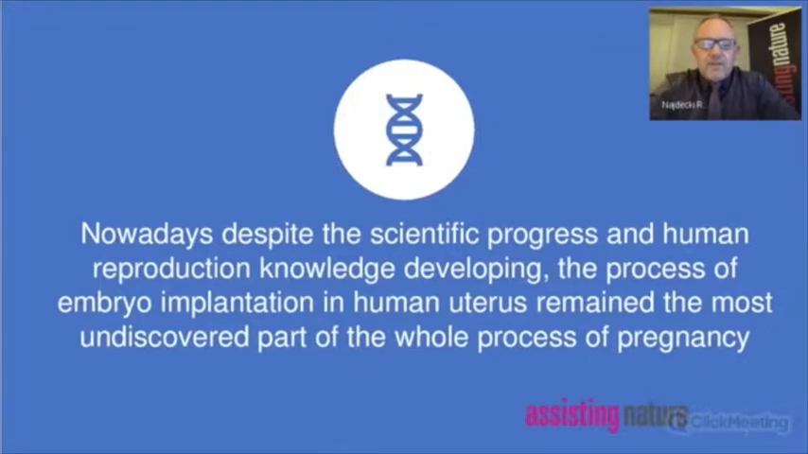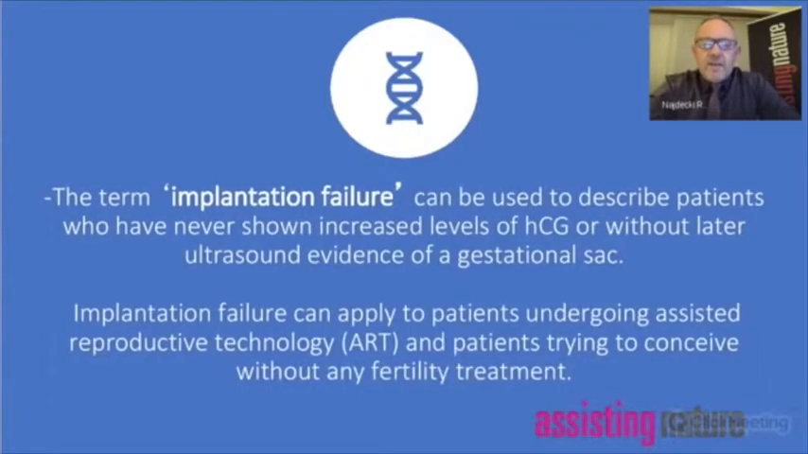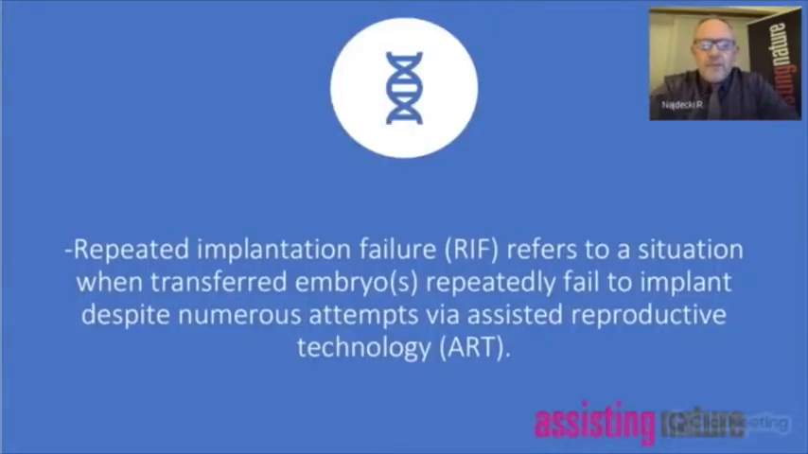Nowadays, despite scientific progress and the development of human reproduction knowledge, the process of embryo implantation in the human uterus remains the least-discovered part of the whole process of pregnancy. The term implantation failure can be used to describe patients who have never shown an increased level of HCG or later ultrasound evidence of a gestational sac. Implantation failure can apply to patients undergoing assisted reproductive technology and patients trying to conceive without any fertility treatment. Repeated implantation failure refers to a situation when transferred embryos repeatedly fail to implant despite numerous attempts via assisted reproduction technology.